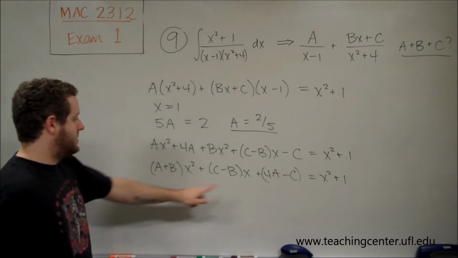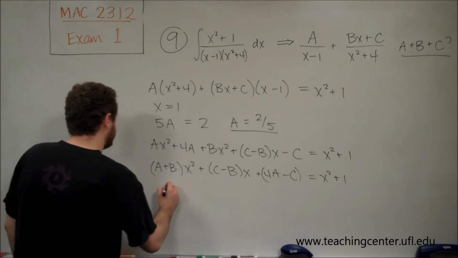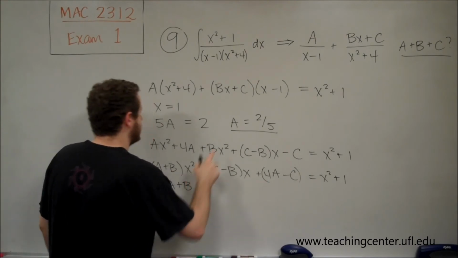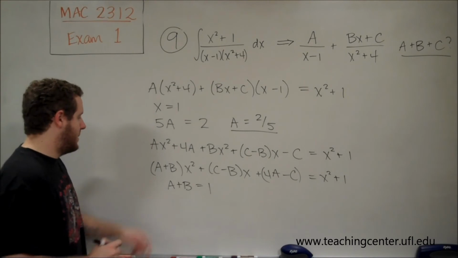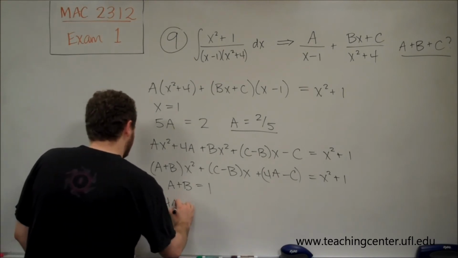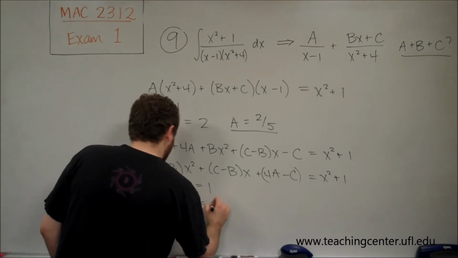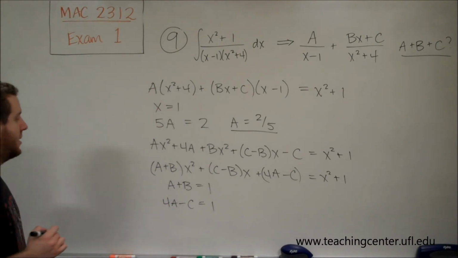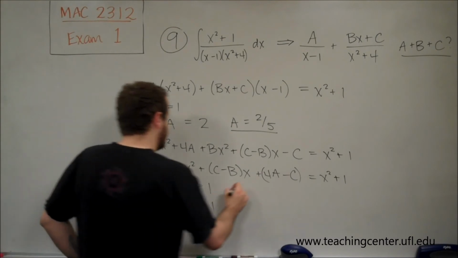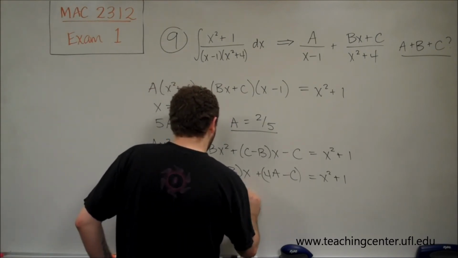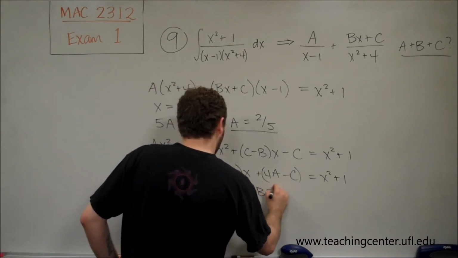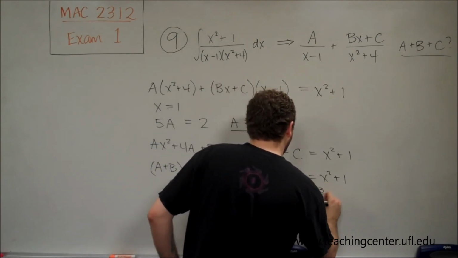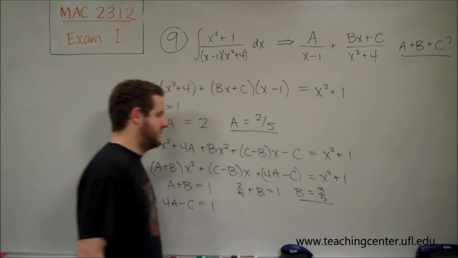We know that a plus b has to be 1. I'm only going to use a couple of these since we already know what a is. And we know that 4a minus c also has to be 1. From there we can figure that out. So 2/5 plus b equals 1, which means b is going to be 3/5.